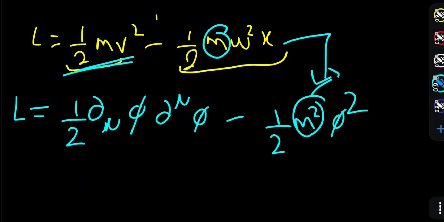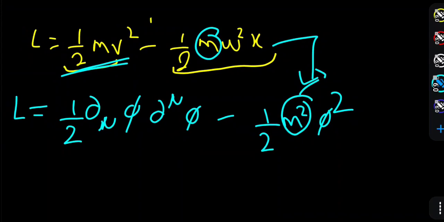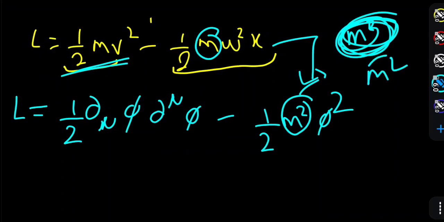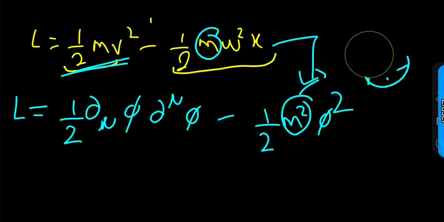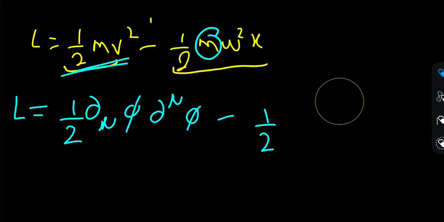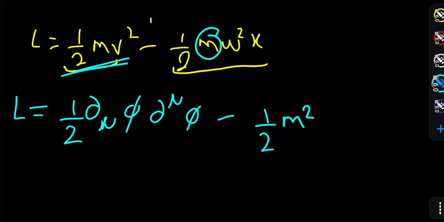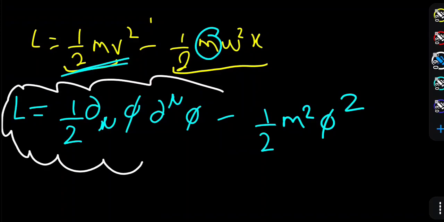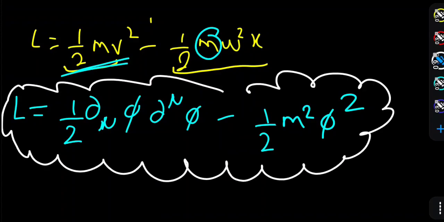The simplest reason I can give is that if you have seen the Klein Gordon equation, there is an m squared term. So to get that m squared term when putting the Lagrangian into the Euler-Lagrange equation, I have to put m square here. That's why I have written m square. So let me write it clearly, m square phi square, and this is our very important thing, our Lagrangian for the Klein Gordon equation.